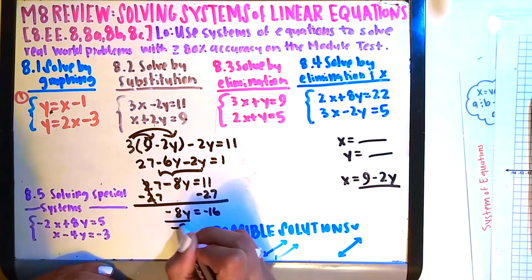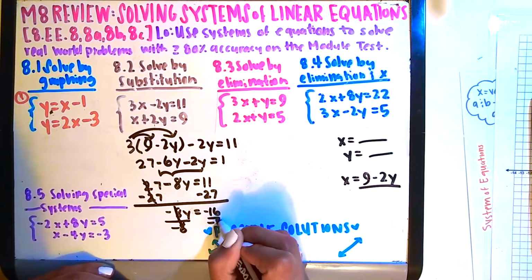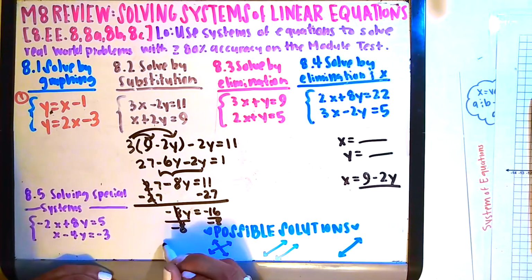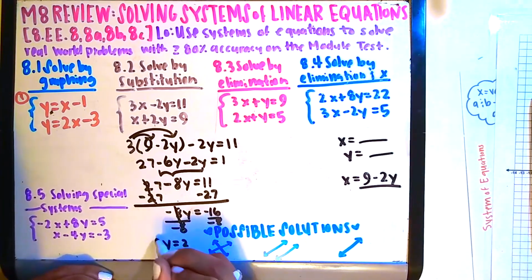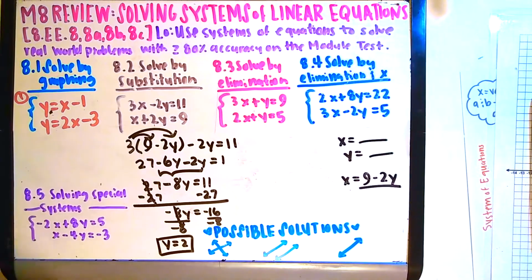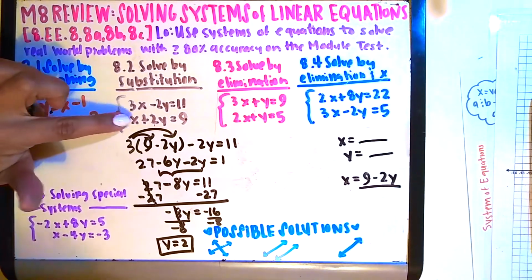So divide by negative 8, divide by negative 8. Negative divided by negative is a positive, and 16 divided by 8 is 2. So my y is 2. Okay, so that was the hardest part. Now, once I solve for one of the variables, then I can plug it into whichever one I want. I don't like dealing with negatives, so I'm going to pick this one again.